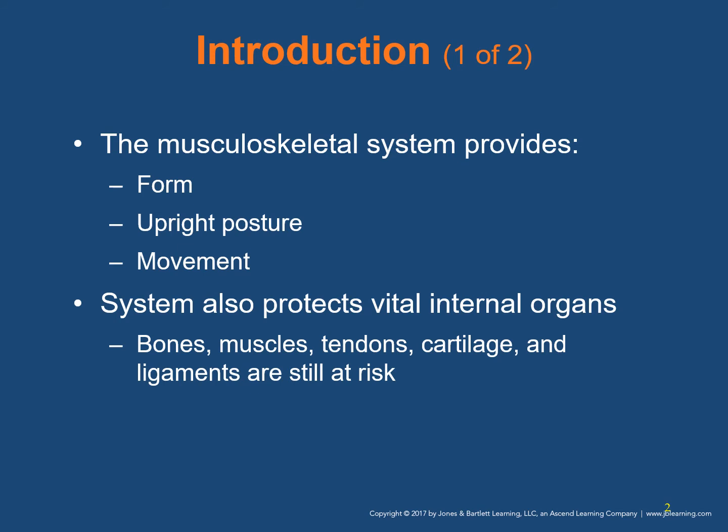Introduction. The human body is a well-designed system in which form, upright posture, and movement are provided by the musculoskeletal system. The system also protects the vital internal organs of the body. The bones and muscles are susceptible to external forces that can cause injury. Also at risk are tendons, cartilage, and ligaments.